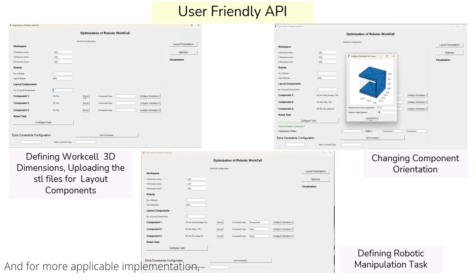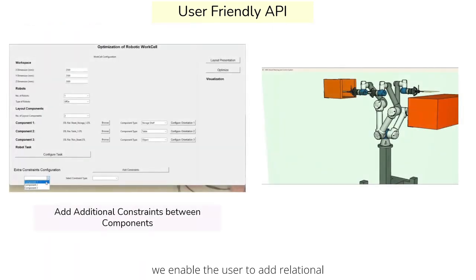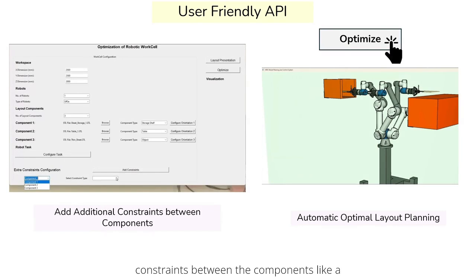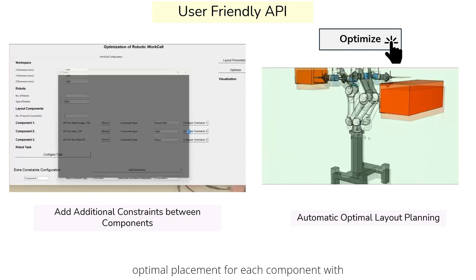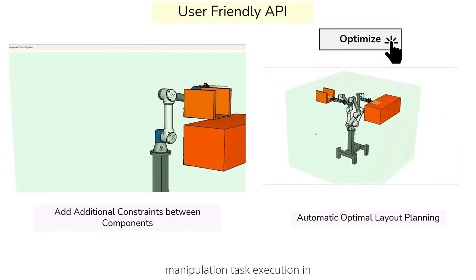And for more applicable implementation, we enable the user to add relational constraints between the components, like a coincident relation between a shelf and a table. The user can hit the Layout Presentation button to visualize the current uploaded components and check the defined constraints. Moreover, you can hit the Optimize button to see an optimal placement for each component with manipulation task execution in simulation.